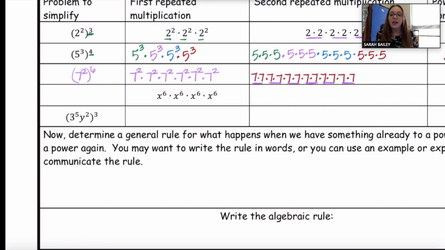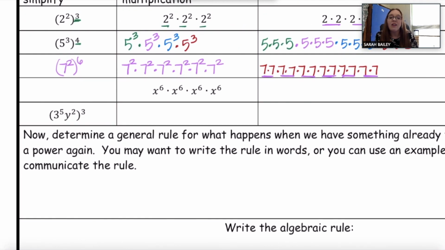Okay, let's look at the next one. So this time they gave us the first set of repeated multiplication. So we have x to the 6th times x to the 6th times x to the 6th times x to the 6th. So we have 4 groups of x to the 6th. So that x to the 6th is in parentheses. And then outside of the parentheses, it would be to the 4th power.